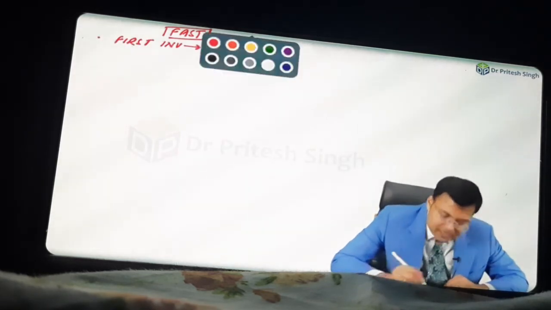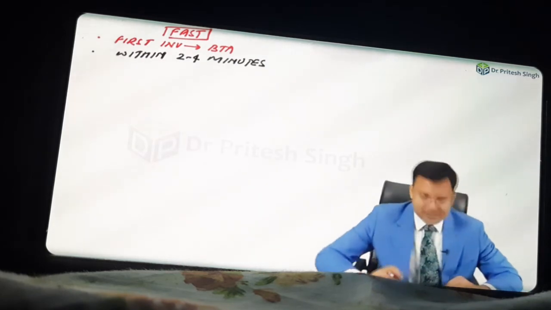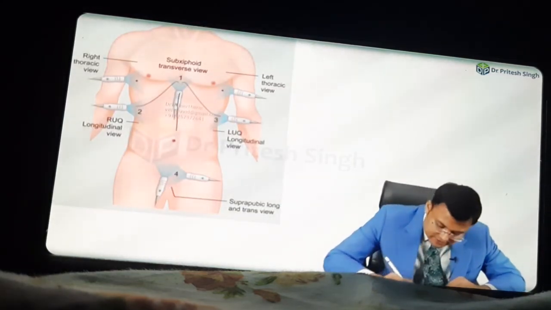It's the first investigation done in blunt trauma abdomen patient. FAST is nothing but ultrasound, which is done very fast. It is performed within 2 to 4 minutes. So here you can see what we are going to assess. We are going to assess first the pericardial sac.